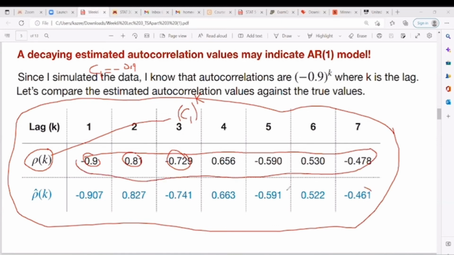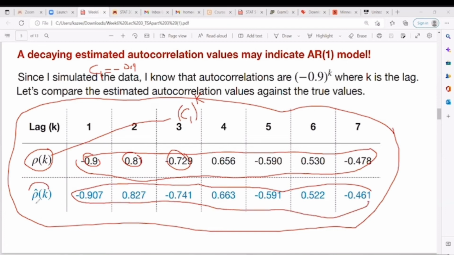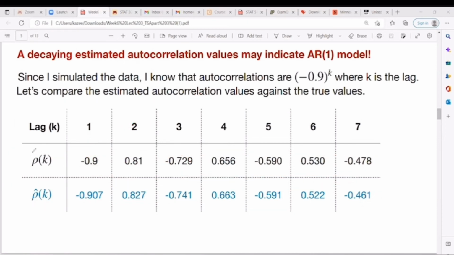So these here are the theoretical ones, but these here are the ones you get from the data, from the sample. That is why you see a hat here. That's an estimate. Take note of that. You got this one from the sample, and you got that one from the formula. That is why I call this one the theoretical autocorrelation, or you can also call it the population autocorrelation. This is the sample one, the one we got from the data set.